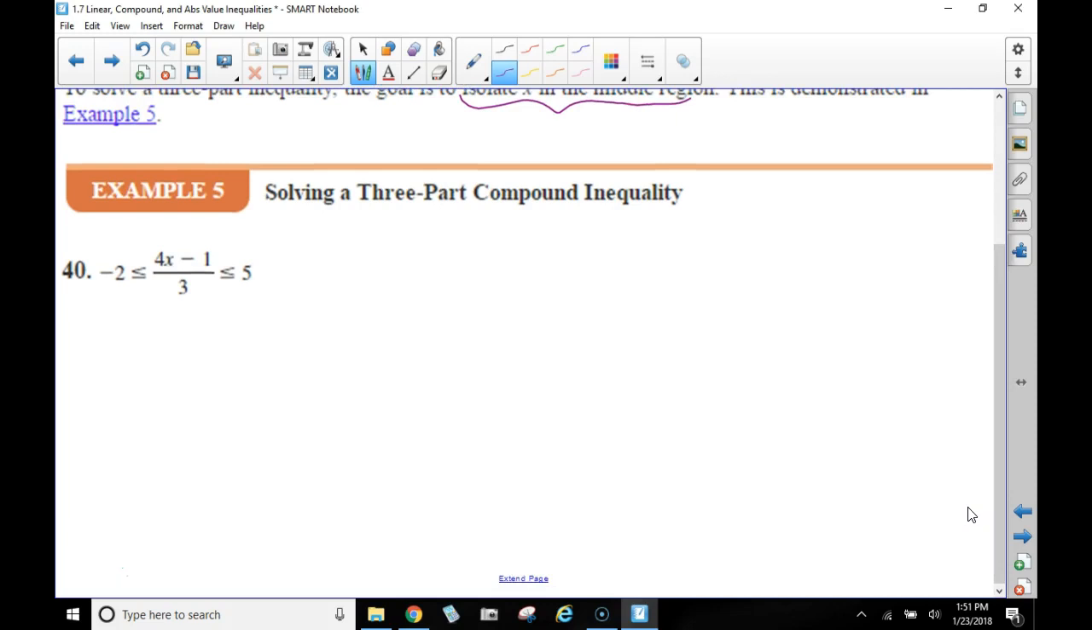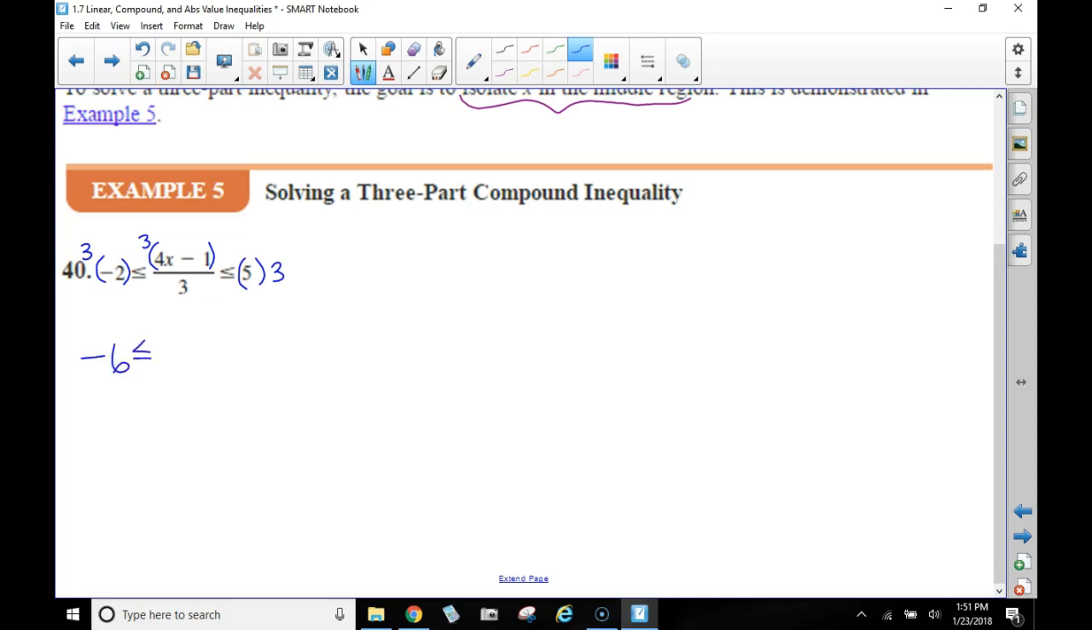So on example 5, we're going to see that our goal here is going to be to do some algebra moves to all three parts of this inequality so that we isolate that x. Now, to get that accomplished, the first thing I'm going to do is clear out the fraction. All right, so to get that done, I'm going to multiply the middle by 3. I'm going to multiply over here on the left by 3, and I also have to multiply on the right by 3. On the left part of it, 3 times negative 2 is negative 6.